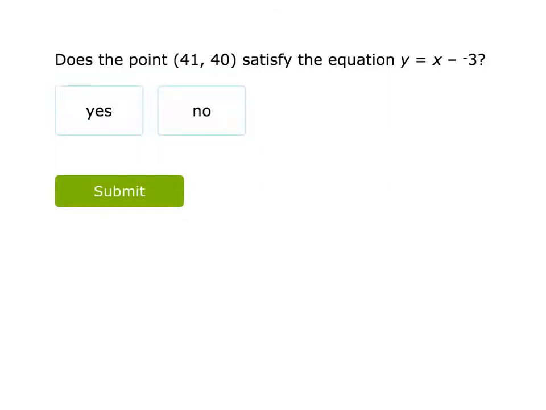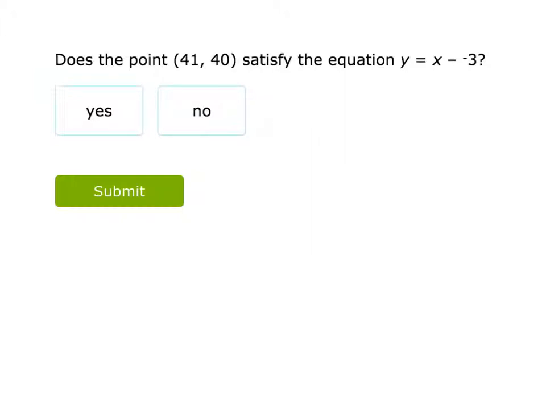Alright, so we got two more examples to show you for the more difficult problems that you may see coming up in the classwork. Our next example is: does the point (41, 40) satisfy the equation y equals x minus negative 3? Notice here we got a double negative situation, which may become tricky for some.